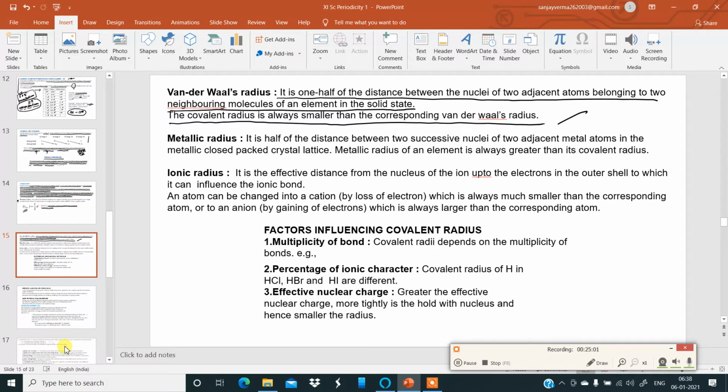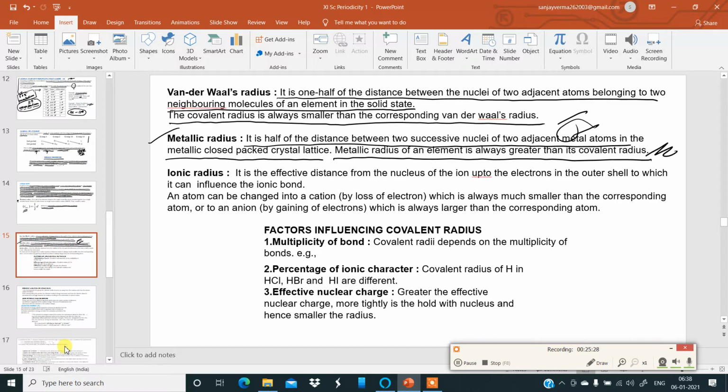Okay. Now we come to the metallic radius. It is half of the distance between two successive nuclei of two adjacent metal atoms. Metal atoms, remember, in the metallic close packed crystal lattice. Metallic radius of an element is always greater than its covalent radius. Important fact to remember. Okay, please keep in mind, my dear guys, over here, metallic radius of an element is always greater than its covalent radius.